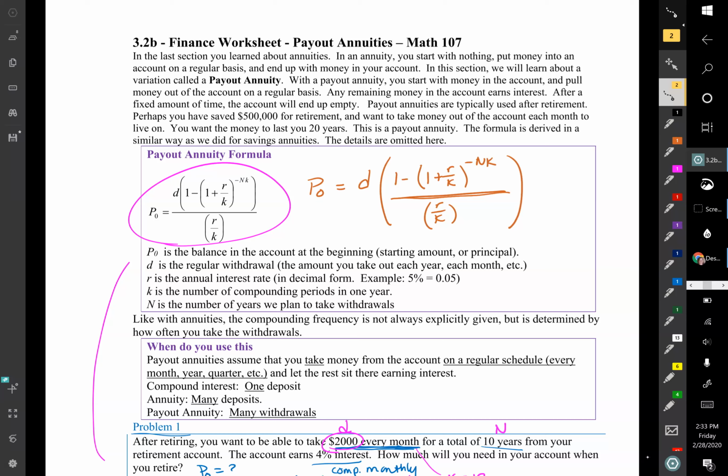R is the annual interest rate as a decimal. K is the number of compounding periods in 1 year, just like before. And N is the number of years we plan to take withdrawals. So remember that the periodic rate would match up with the withdrawals: if you're doing withdrawals every month, then your compounding would also be monthly. Or if it's every year, it's also yearly.